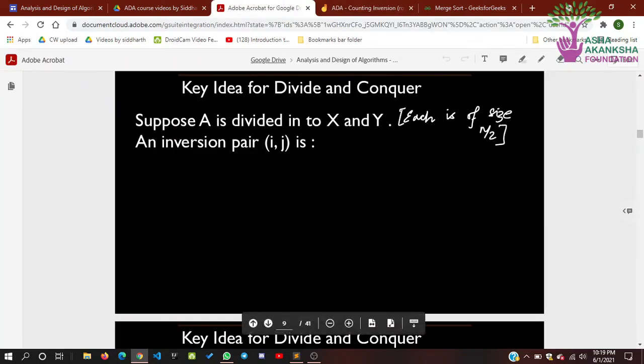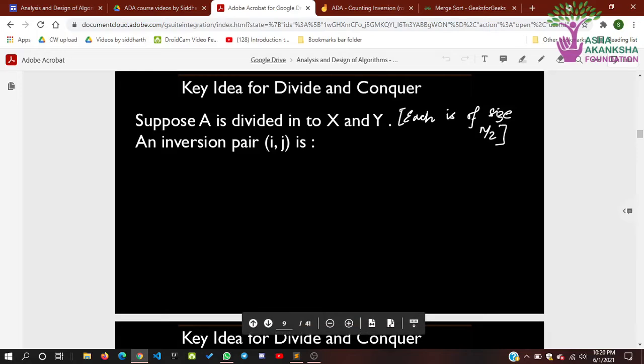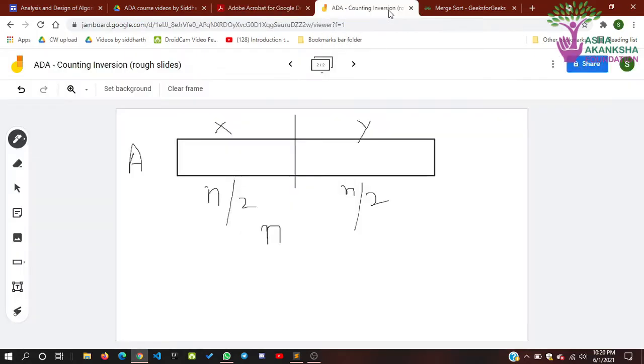And then suppose the name of the array was A. This subpart will be considered X. This subpart will be considered Y. So now we can divide this array into these two parts, and then we can apply the divide and conquer rule in this way.